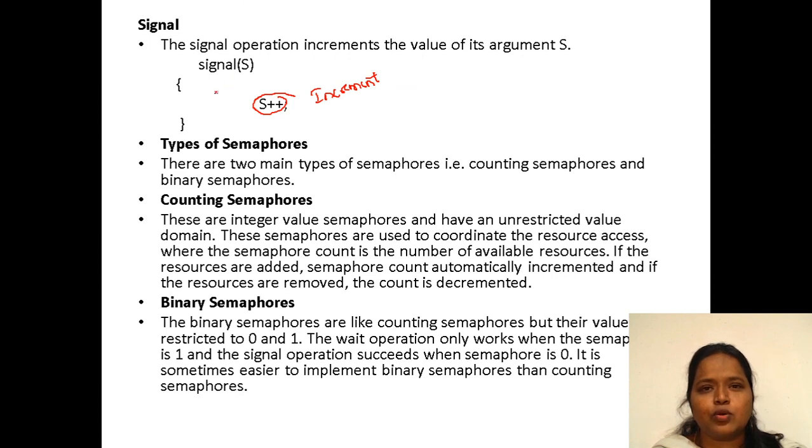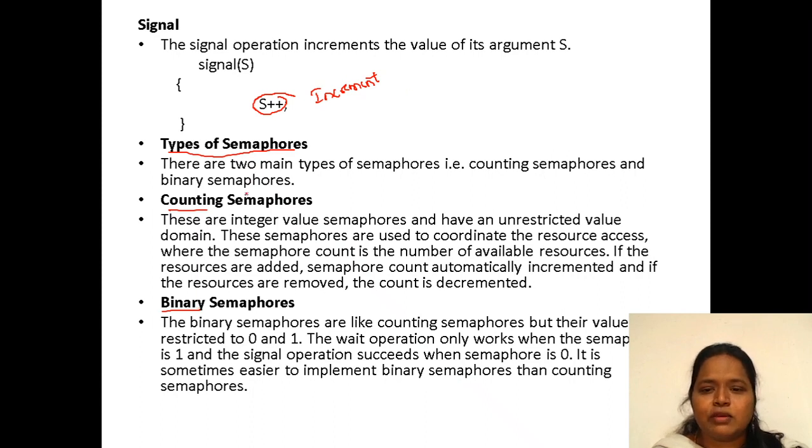So here there are two different types of semaphores. What do we mean by a semaphore? It is a variable which is used to solve the critical section problem, right? What are the two atomic operations we use? We make use of wait and signal. Wait is used for decrementing and signal is used for incrementing. There are two different types of semaphores: the first one is the counting semaphore and the second one is the binary semaphore.